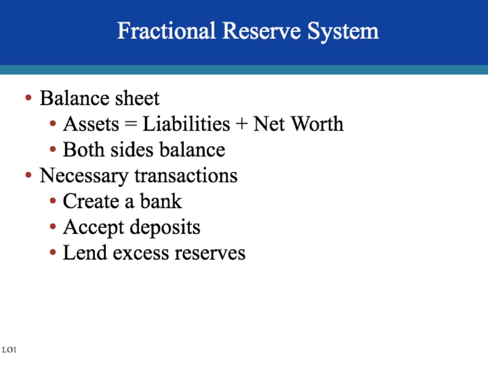So if someone deposits $100, then it's an asset to the bank because right now they are temporarily owning it, but it's also a liability because they owe that money to the person who deposited. And so in order for money to be created, a bank has to accept deposits, and then they have to lend out their excess reserves. Excess reserves are what is left over once the bank holds their required reserves.